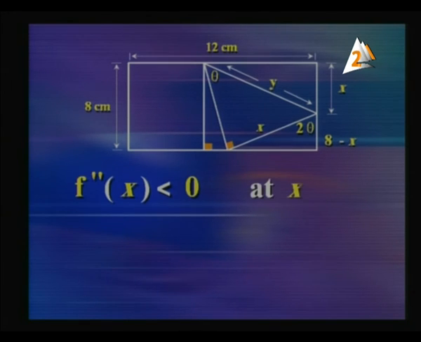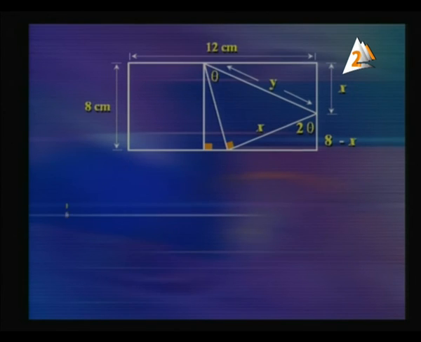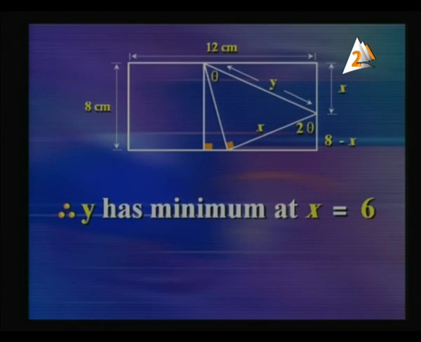If f double dash x is smaller than 0 at x smaller than 6, f dash x is more than 0 at x more than 6. What do you mean? y has a minimum at x equals 6.